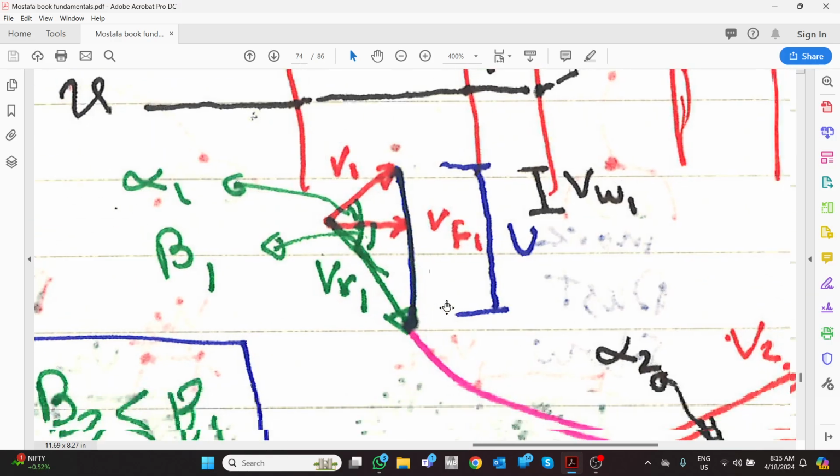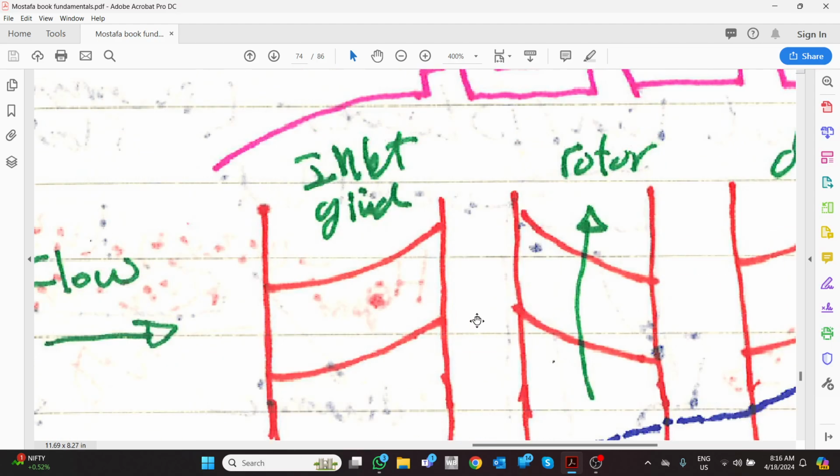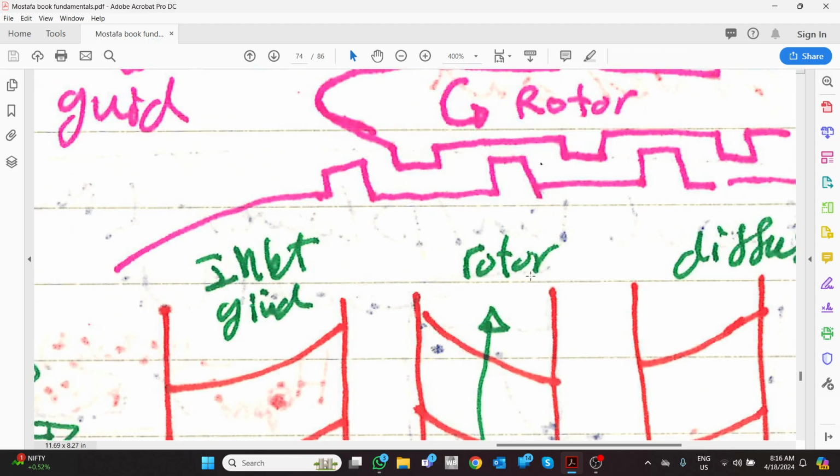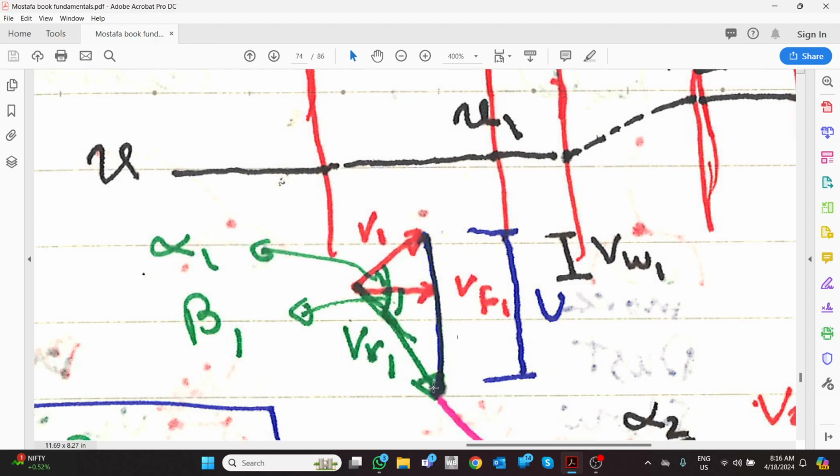Now let's zoom in. First of all, if this is a plate, we know there is a relative velocity that will enter with the same angle of the plate. We know, and because the rotation is in this direction, the component of VR in the rotation direction is this one, and we know U is this one, so V is this one.